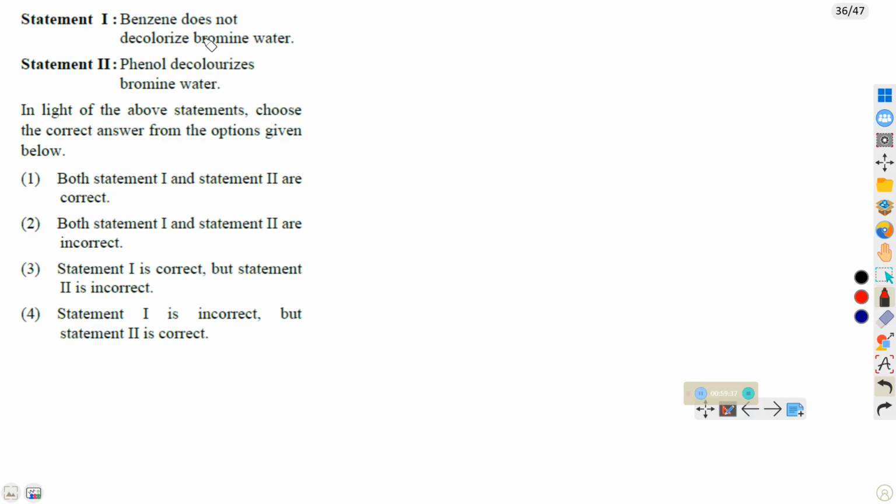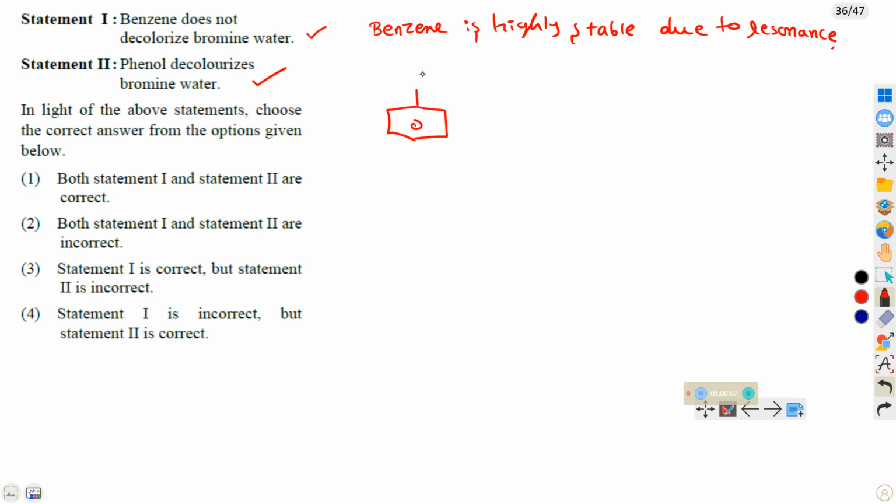Benzene does not decolorize bromine water. Correct. Why does it not decolorize? Benzene is highly stable due to resonance. Phenol decolorizes bromine water. This is also correct. Phenol has an OH group. The OH group on phenol is a highly activating group.